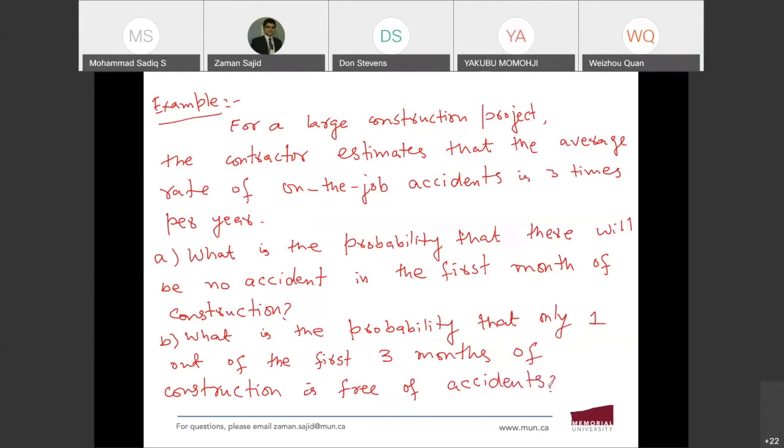Okay, so I'm going to repeat it from the start. He's saying for a large construction project, the contractor estimates that the average rate of on-the-job accidents is 3 times per year. What is the probability that there will be no accident in the first month of construction? The second objective is what is the probability that only 1 out of the first 3 months of construction is free of accidents? Okay, folks, I need to go on the next slide, please.